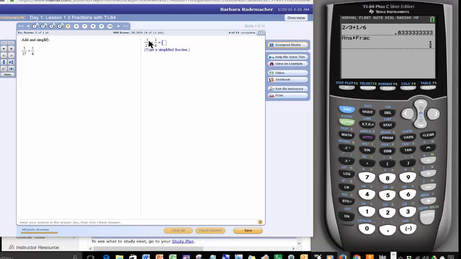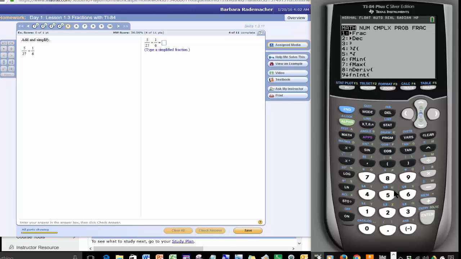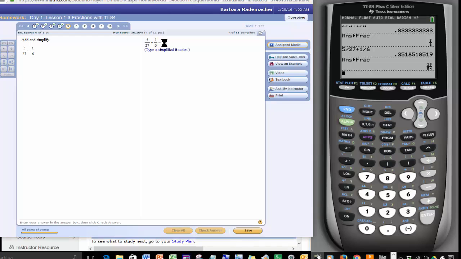All right, now I'm going to add 5/27 plus 1/6. So let's add 5 divided by 27 plus 1 divided by 6, enter, and then math, and then frac, and then enter. 19/54. I click on the answer box. I click on the fraction tool. I put a 19 on the top, and I put a 54 on the bottom, and I check my answer, and it's correct. I love this calculator. Let's go to number 6.